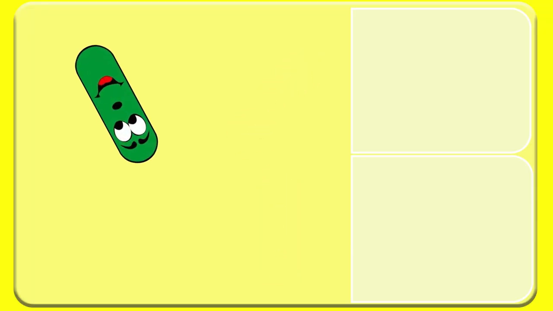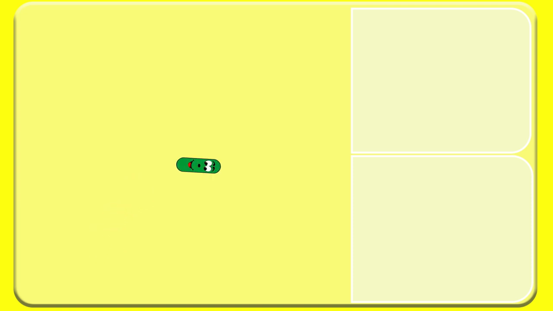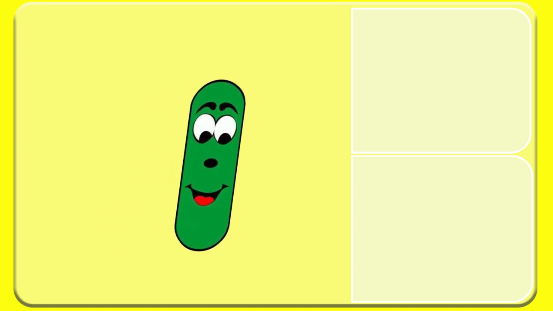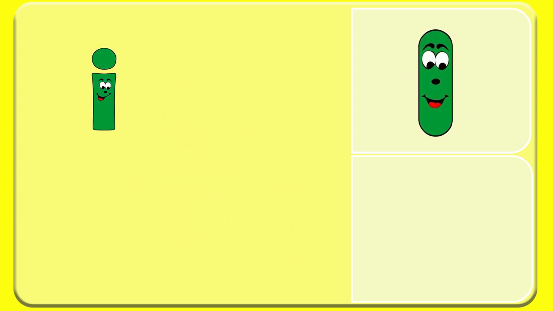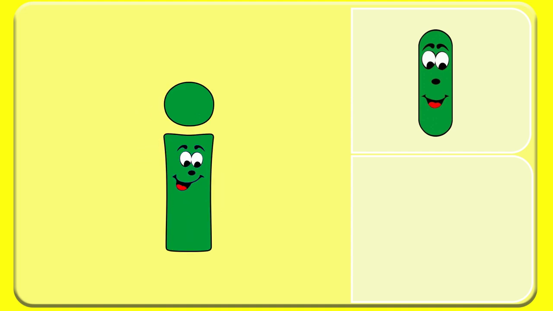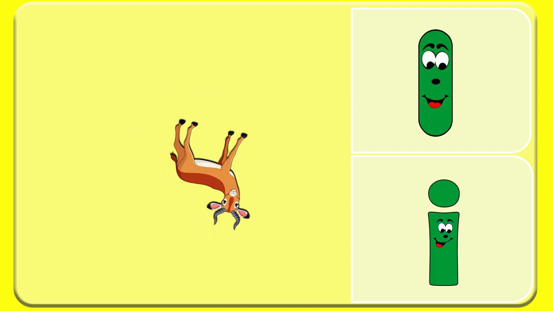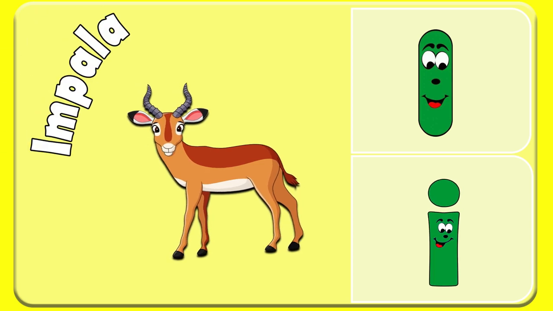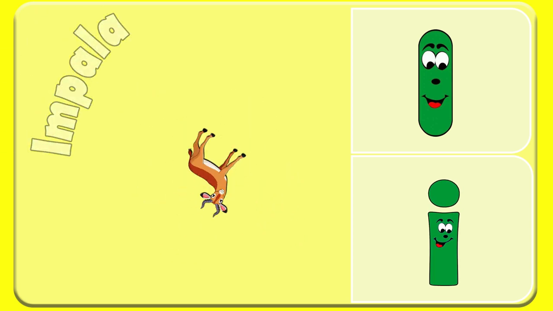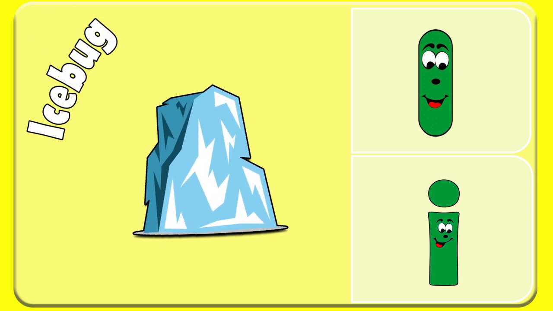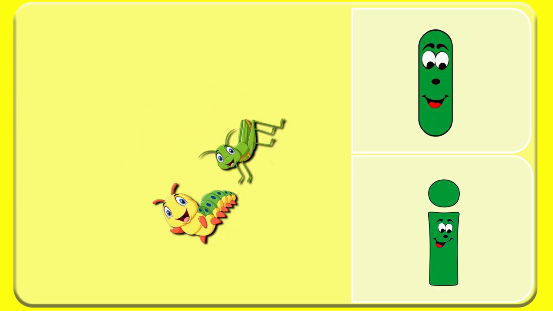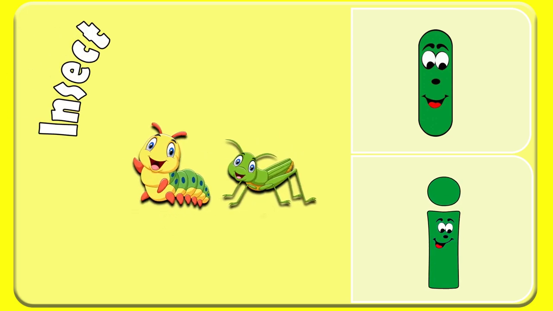Today we will learn alphabets and their sounds. Have you ever seen the letter I? Hi, I'm letter I and my sound is I, I, I. And the words that start with me are impala, I, I, impala. Iceberg, I, I, iceberg. Insect, I, I, insect.